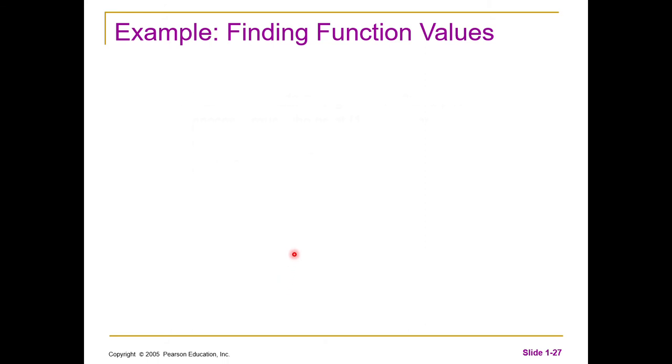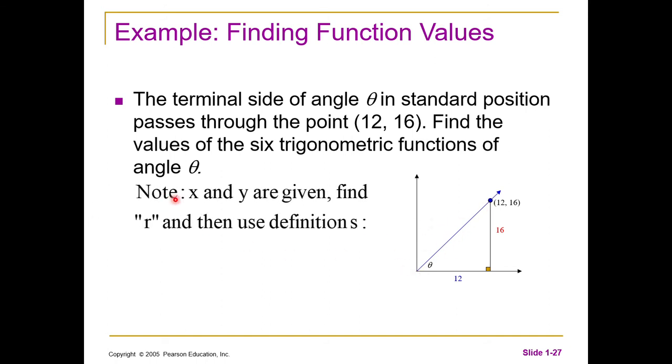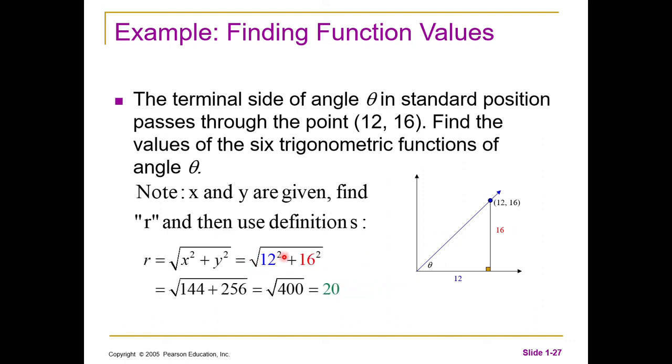For example, finding the values. The terminal side of the angle theta in standard position passes through the point 12 and 16. Find the values of the six trigonometric functions of the angle theta. So we have 12 and 16. What could the value of r be? For that, we can use r for the distance: the square root of 12 squared plus 16 squared, which is the square root of 144 plus 256, or the square root of 400.